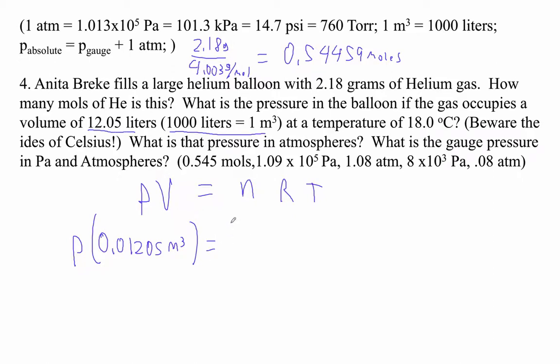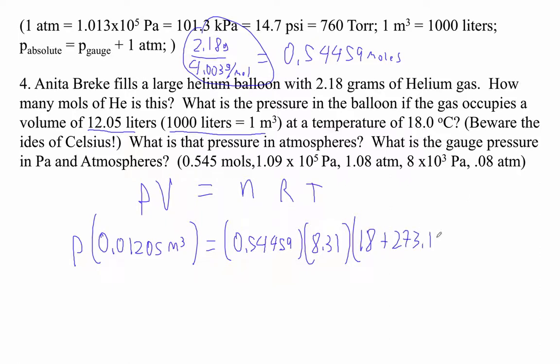Okay, the moles are 0.54459, that being just this, right? Okay, R is 8.31, 18 Celsius, we got to turn that into kelvins, right? So 18 plus 273.15. All right, and I think we're good to go. We can find the pressure. I'm going to take that number on my calculator, times 8.31 times parentheses 18 plus 273.15, and then divide by 0.01205.